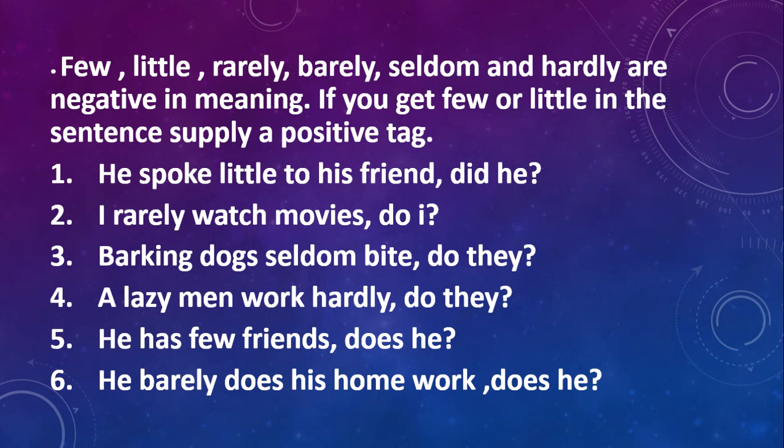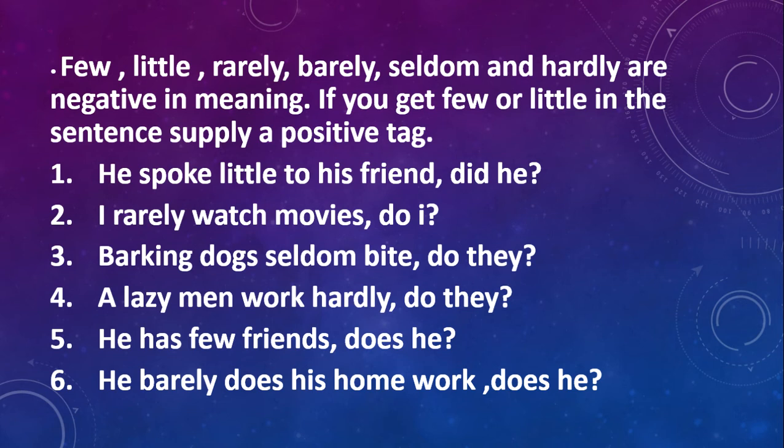If particular words like few, little, rarely, barely, seldom and hardly are negative in meaning, if you get few or little in the sentence, apply a positive tag. I already told you, if there is a presence of words like a few and a little, this simply means that the sentence is positive, so you have to apply a negative tag. Here, the words are few, little, rarely, barely, seldom and hardly. If these words are there in a sentence, this simply means that the sentence is in negative form. In that case, you have to apply only the positive tag.